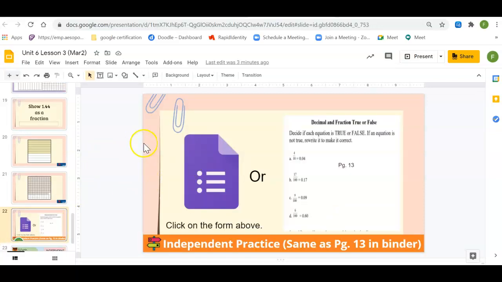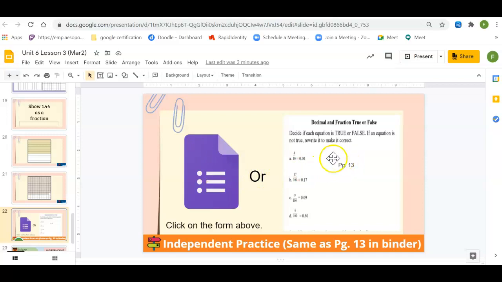So on our next slide, this is going to be your independent practice for the day. Now, you have a choice on how to work on this, depending on how your teacher wants you to do them. You have a Google form that you can complete the independent work on, or page 13 in your binder. They're the same thing, just in different forms.